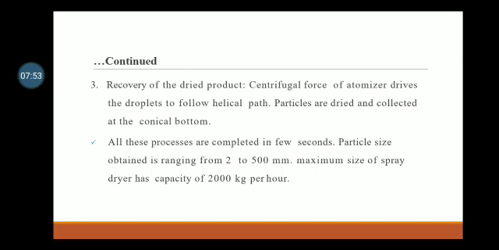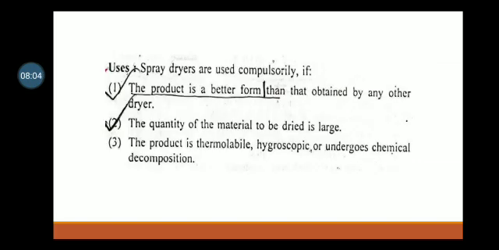Particle size obtained ranges from 2 to 500 mm. The maximum size spray dryer has a capacity of 2000 kg per hour. Uses: spray dryers are used compulsorily if the product is in a better form than that obtained by any other dryer, the quantity of the material to be dried is large, or the product is thermolabile, hygroscopic or undergoes chemical decomposition.